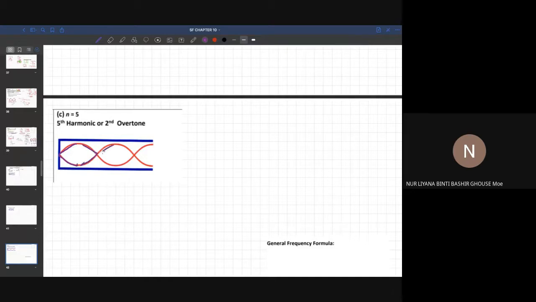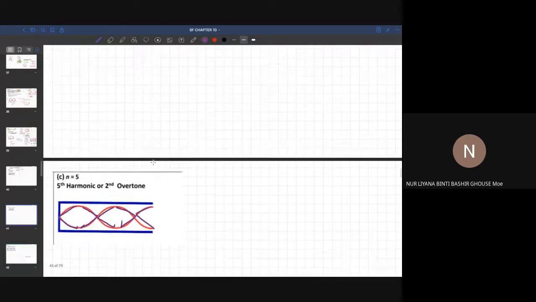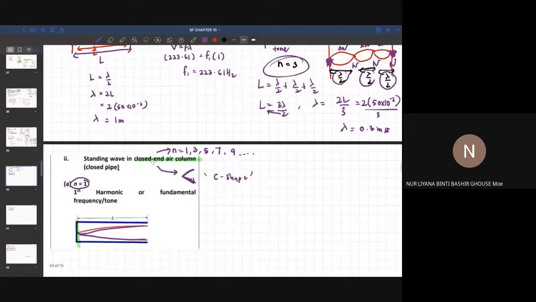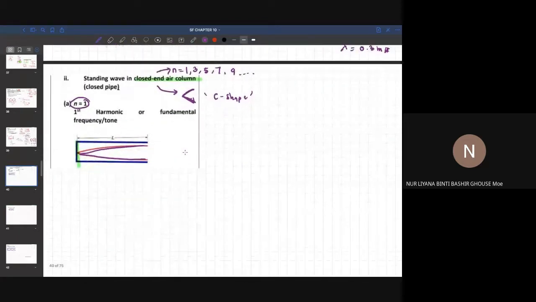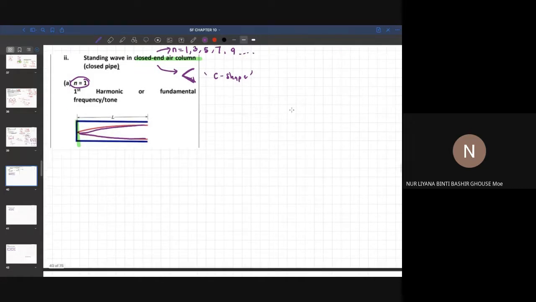2, 3, 4, 5. Okay, so that is for the shape and the drawing. Okay, again, dia start daripada 1, 3, 5, 7 dan 9. Dia tak ada 2, 4, 8. Tak ada. Okay, dia nombor yang ganjil sahaja.